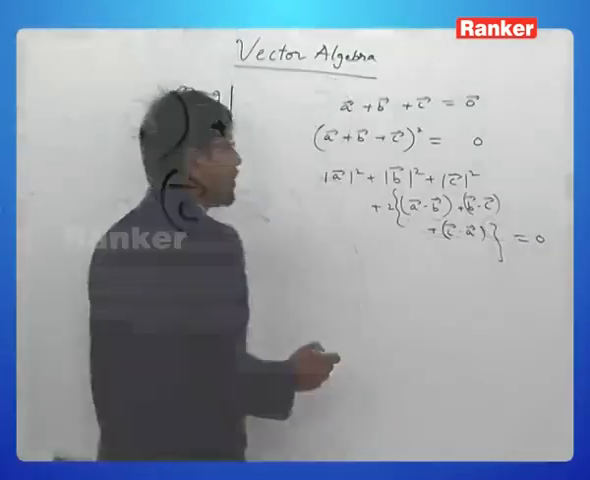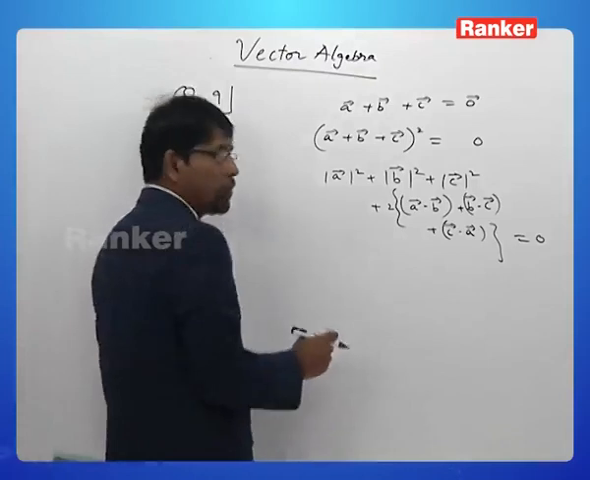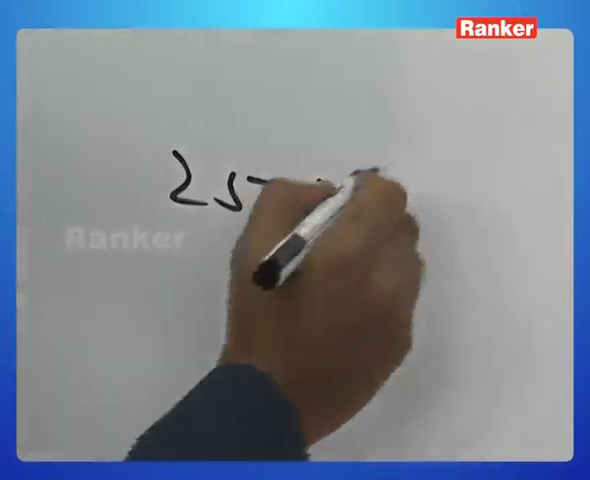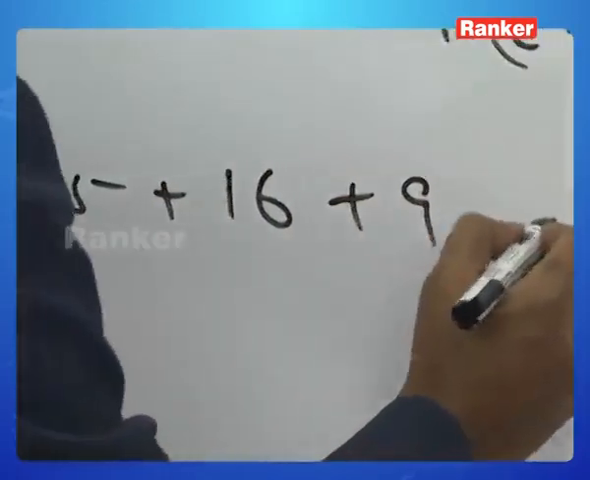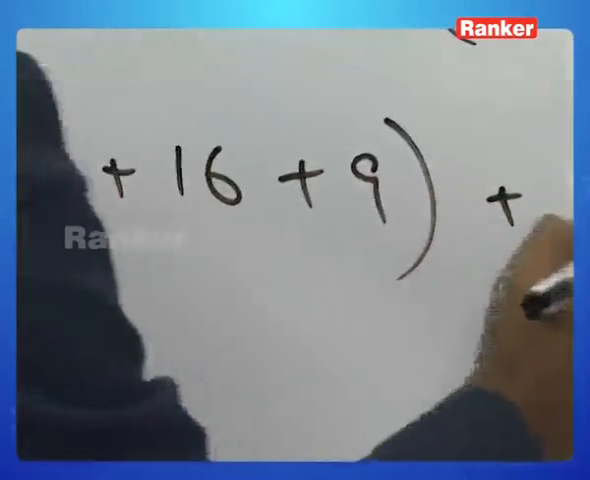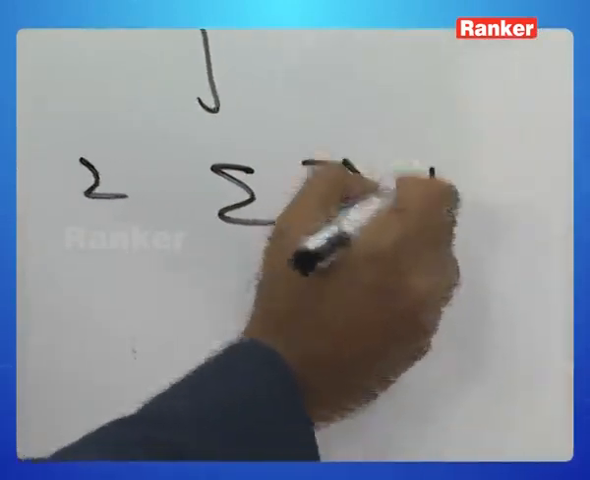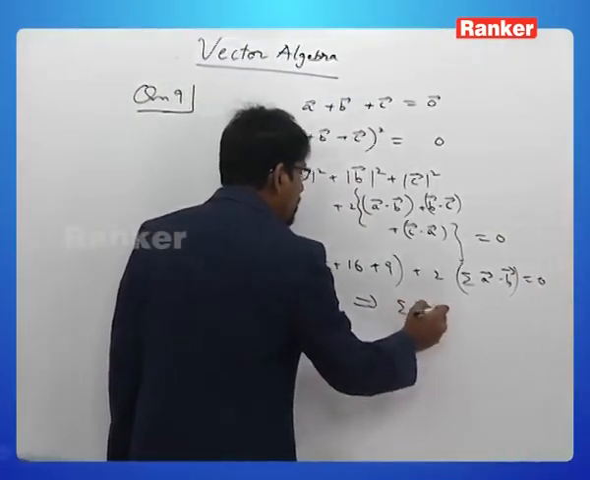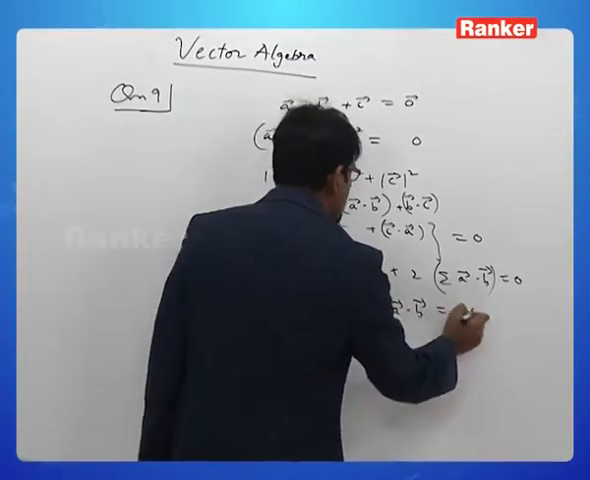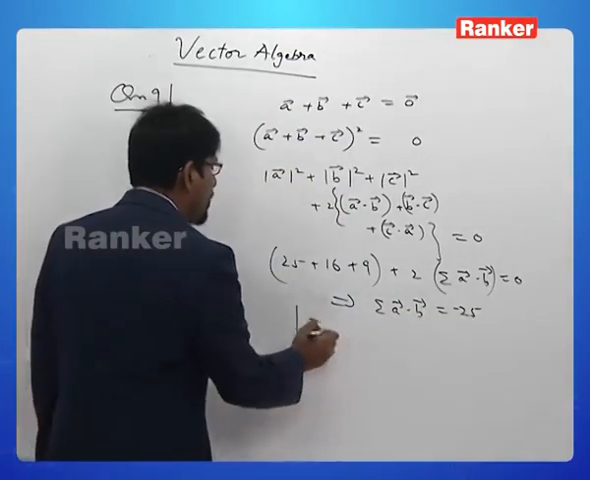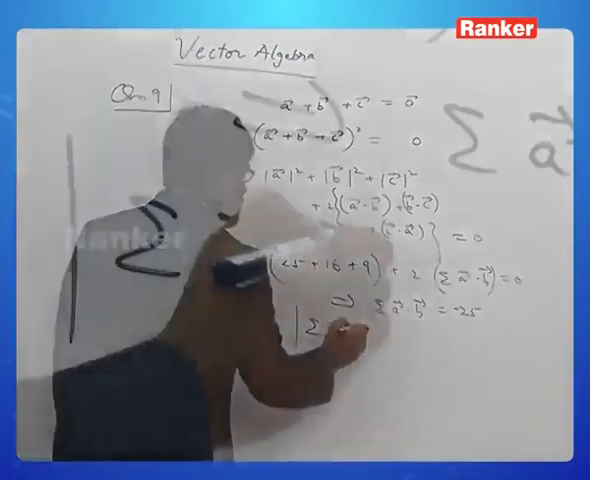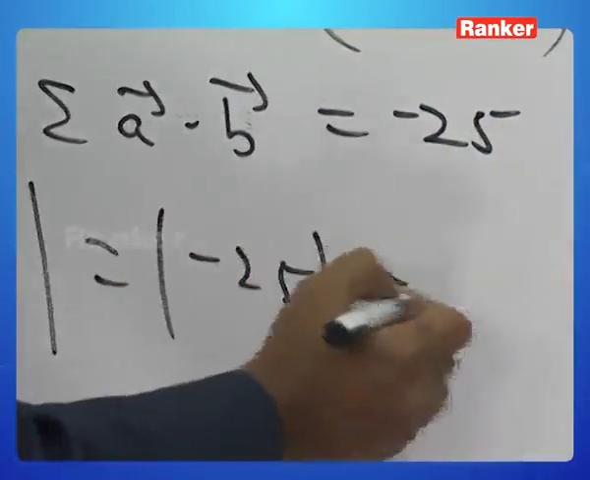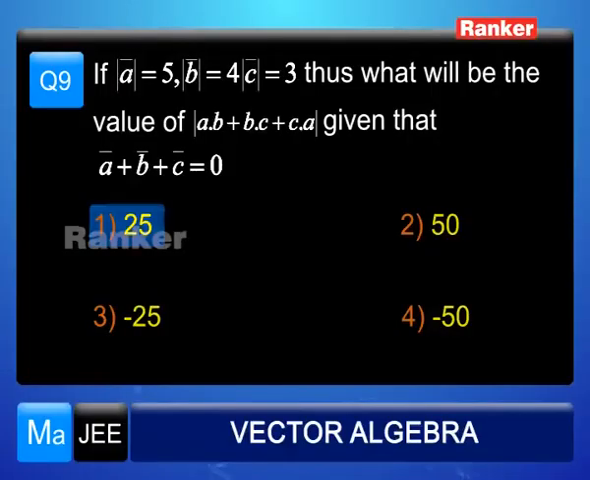What is magnitude of A square? That is 25. Magnitude of B square is 4 square, that is 16, plus 9, that is 50, plus 2 into sigma A dot B is 0. So clearly sigma of A dot B has to be minus 25. But we wanted modulus of sigma of A dot B. Therefore, it's going to be modulus of minus 25, which is nothing but 25. First option is the right answer.